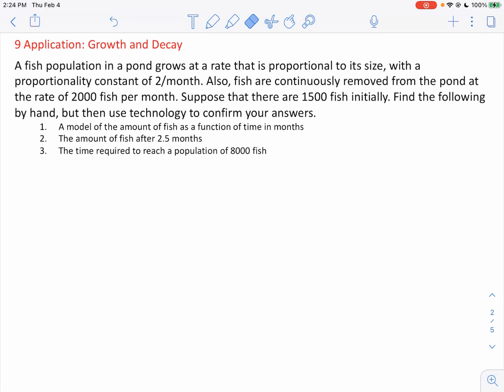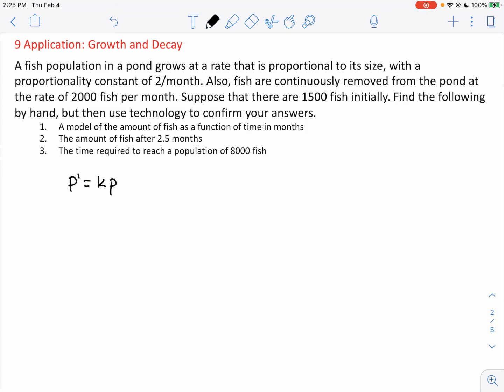The reason why this is kind of a strange unit is that when you put this into the context of the Malthusian model, or the exponential growth model, the fact that we have a fish population growing at a rate that's proportional to its size dictates that p prime is equal to some constant times p. Now, p is measured in fish. If k has a unit, it should have a unit so that in the end we get a unit that matches p prime, which is fish per month.